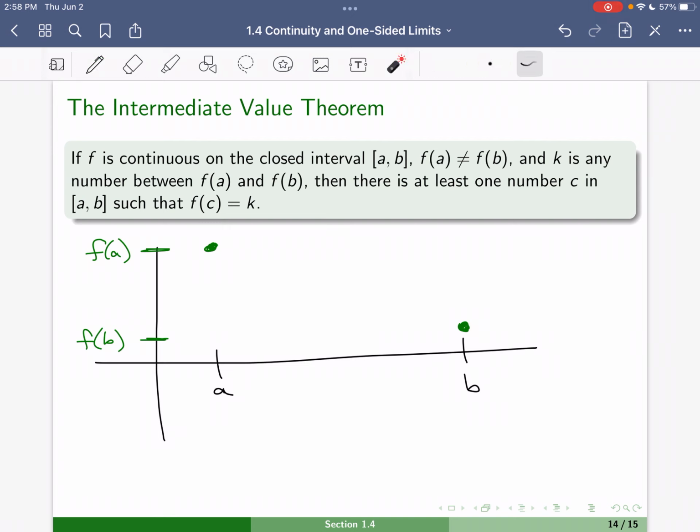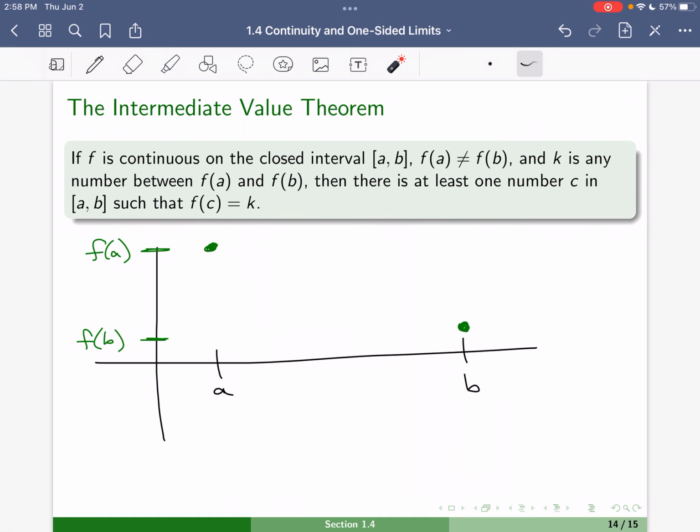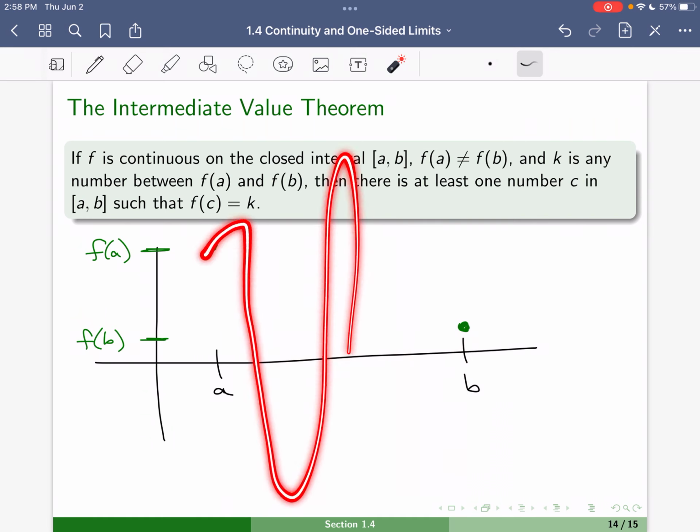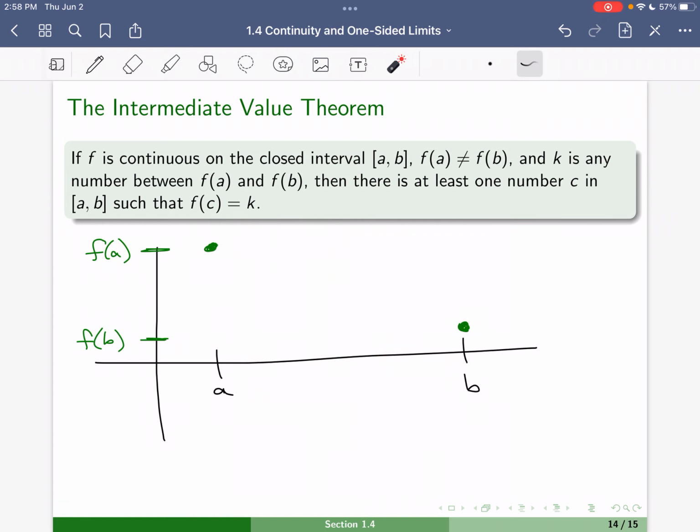So remember, continuous means I can draw a line from here to here without lifting up my writing utensil. So it could do all kinds of strange things. I just can't lift up my writing utensil. It could go straight there. Any kind of picture that we might have that is continuous.